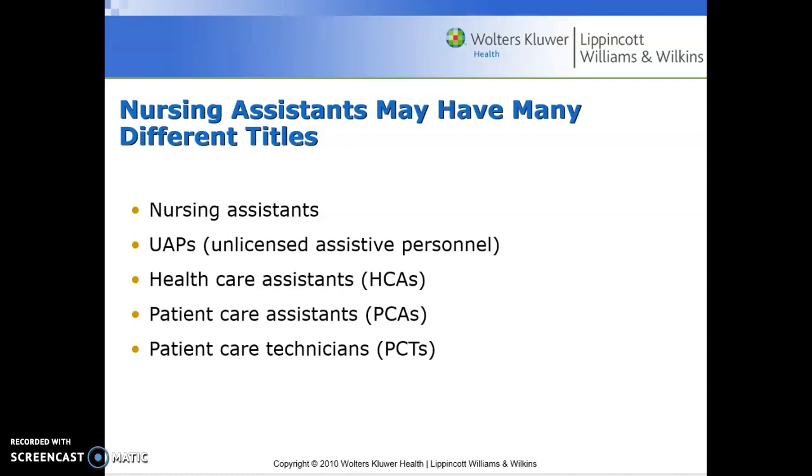Okay, so a UAP is an unlicensed assistive personnel. They do not have to carry a license, but they do have to work directly under a person that does carry a license. Healthcare assistants are HCAs. A patient care assistant is a PCA, or a patient care technician is a PCT. So these different nursing assistants may go by different titles.